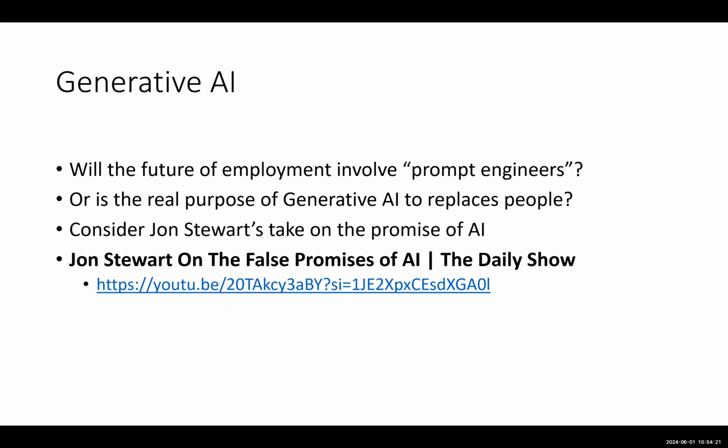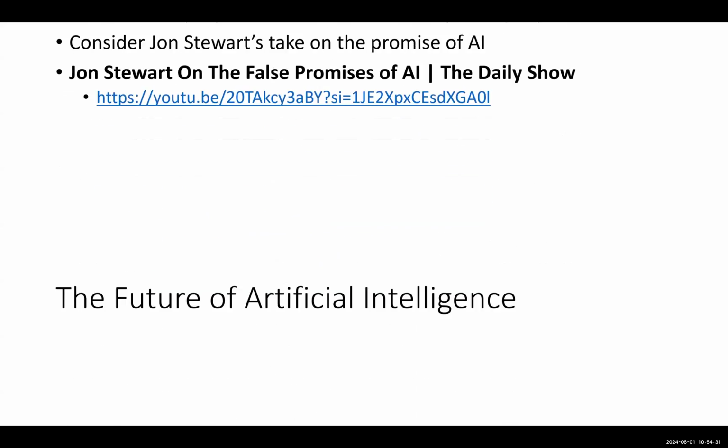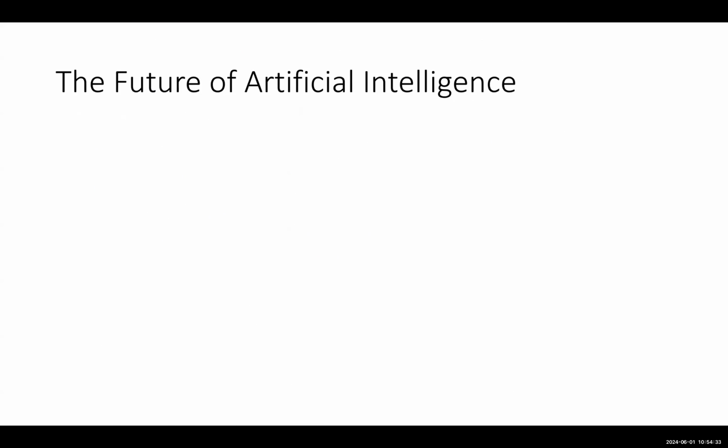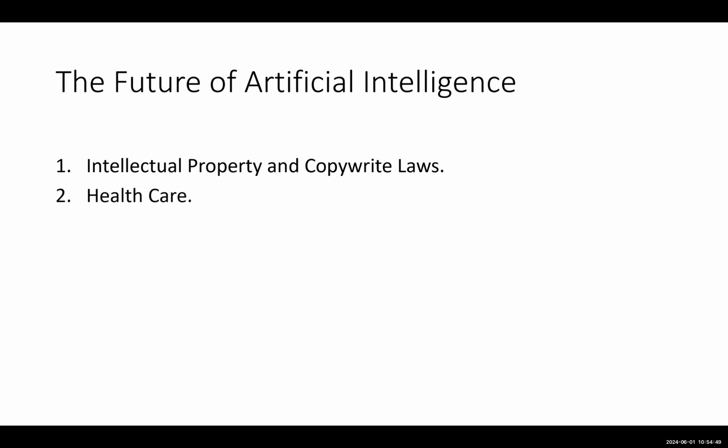Okay, so now that we have this general kind of way of thinking about the future of generative AI as it relates to the way society is structured, what I want to do now is consider three specific ways in which artificial intelligence might change society. The first deals with intellectual property and copyright laws. The second is healthcare. And the third is education. So let's take a look at each of these in turn.